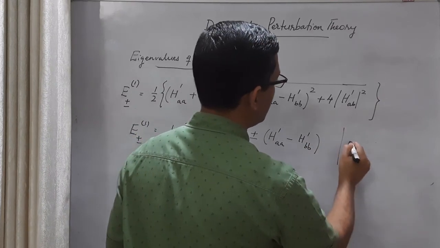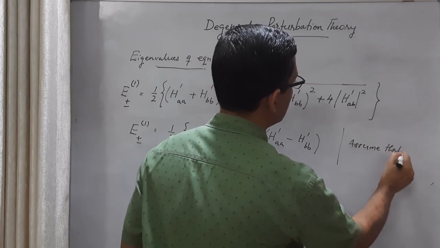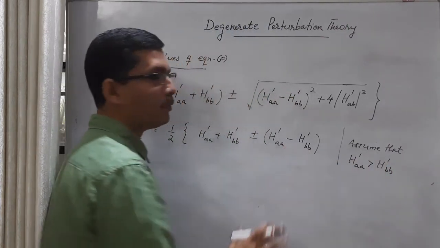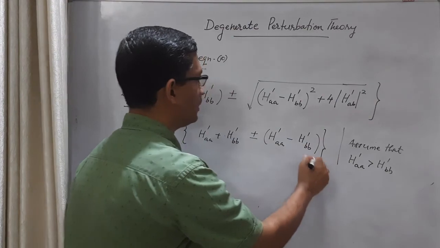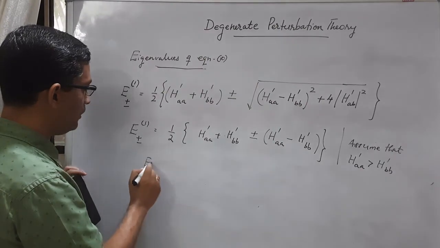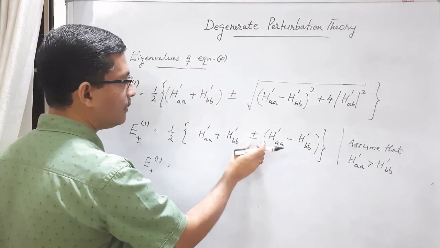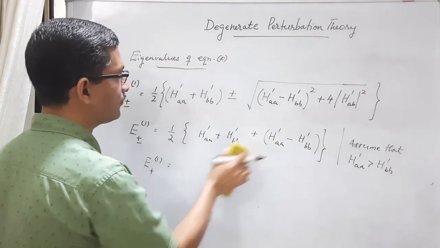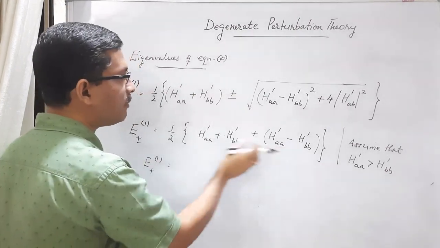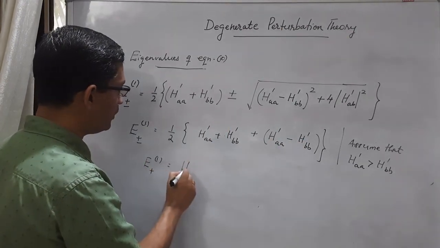Here we have simply taken the positive root, assuming h prime aa is greater than h prime bb. This is our expression. So we have two choices. If the plus sign is taken, then what is E plus 1? The h prime bb and minus h prime bb will cancel, h prime aa plus h prime aa will be 2 times h prime aa, that 2 will cancel with the half. So E plus 1 will be h prime aa.